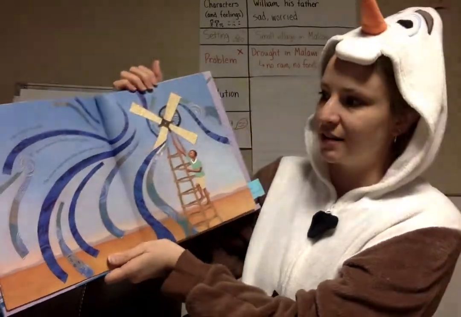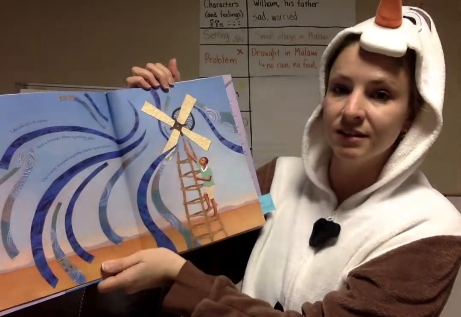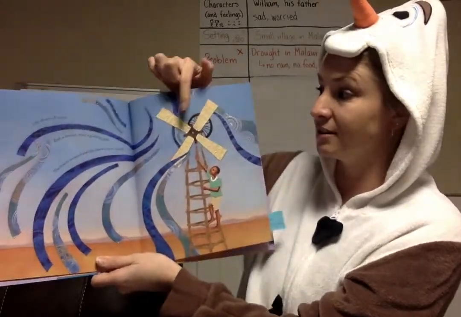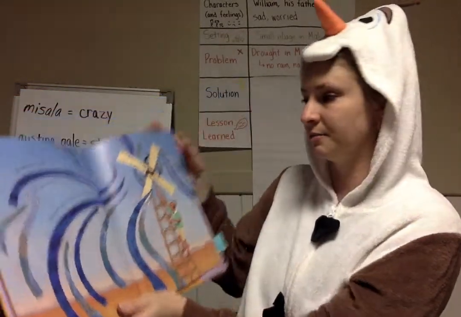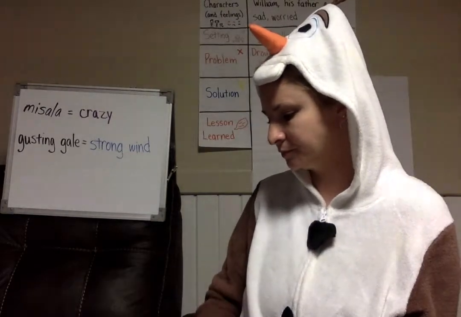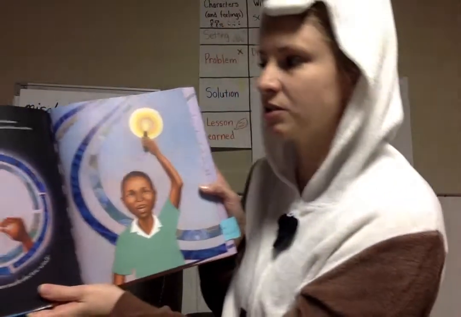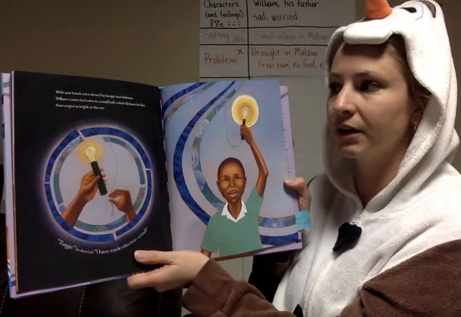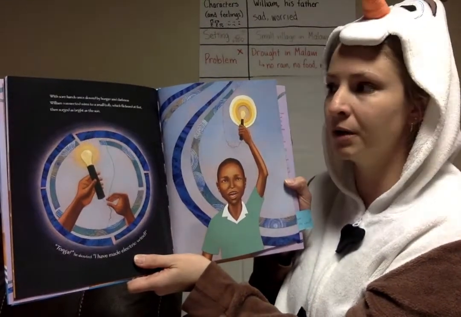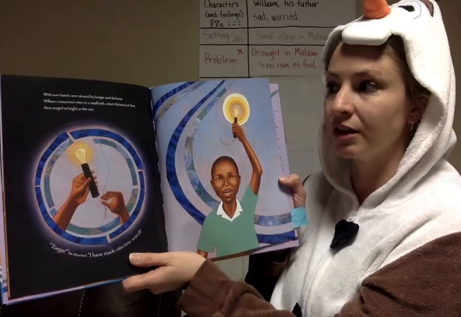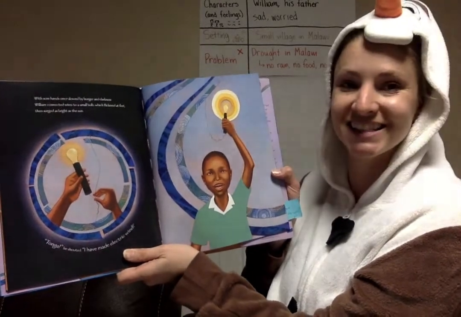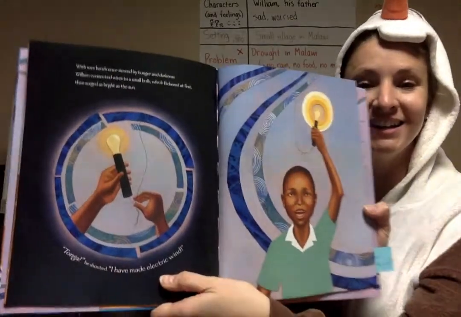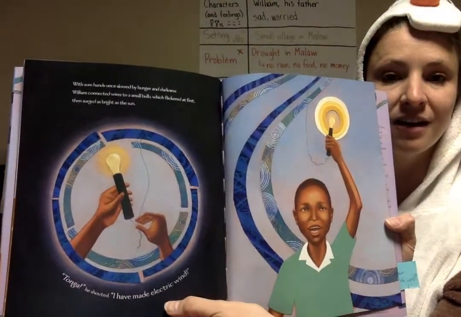Like always, it came. First a breeze, then a gusting gale. The towers swayed and the blades spun around. With sore hands, once slowed by hunger and darkness, William connected wires to a small bulb, which flickered at first, then surged as bright as the sun. Tonga, he shouted, I have made electric wind.